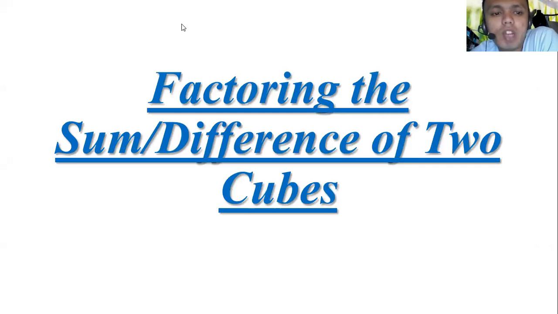So today we will discuss factoring the sum or difference of two cubes.